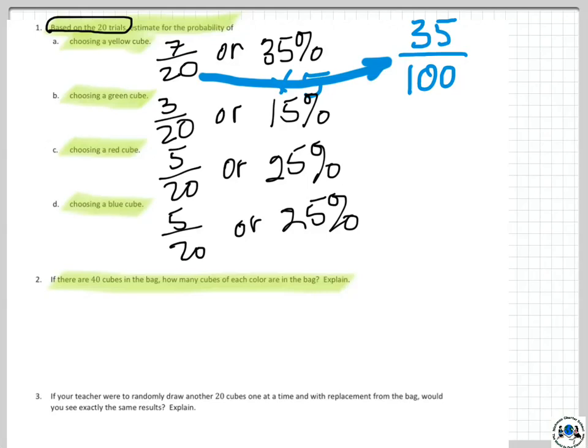Okay, well, based on these trials, you might look at it this way. How many cubes are in the bag? Now, 10 times 4 is 40. So 10 times 4 is 40.